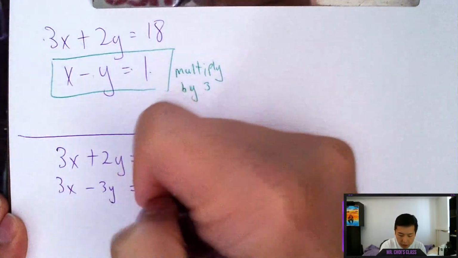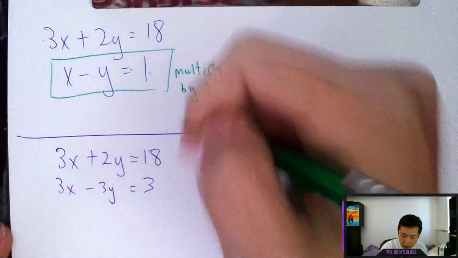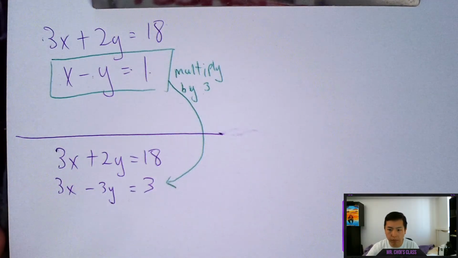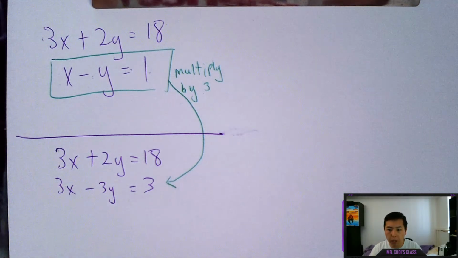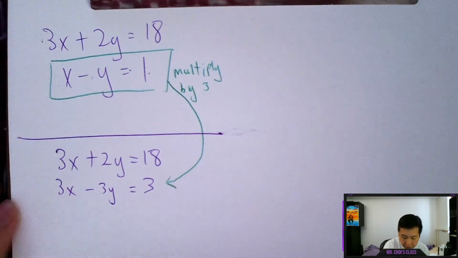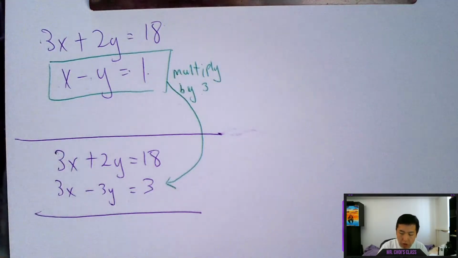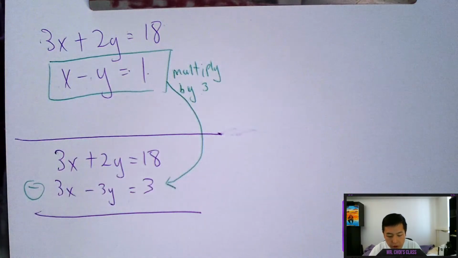1 times 3 is 3. And so you notice how this became this. Okay? I've multiplied everything by 3. By doing so, I can now say, oh, I'm going to subtract because I've set up my equations to have x the same.